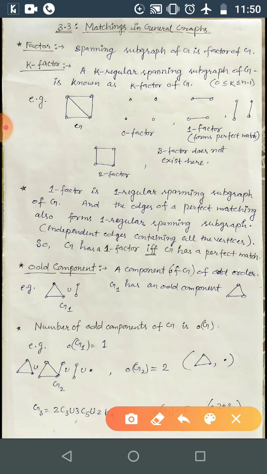So here 2 factor is also possible. If you take this one cycle, a 2 factor will always be either a cycle or a union of cycles, because it is a 2 regular spanning subgraph, so it will be either a cycle or a union of cycles. So here that is the 2 factor, correct.